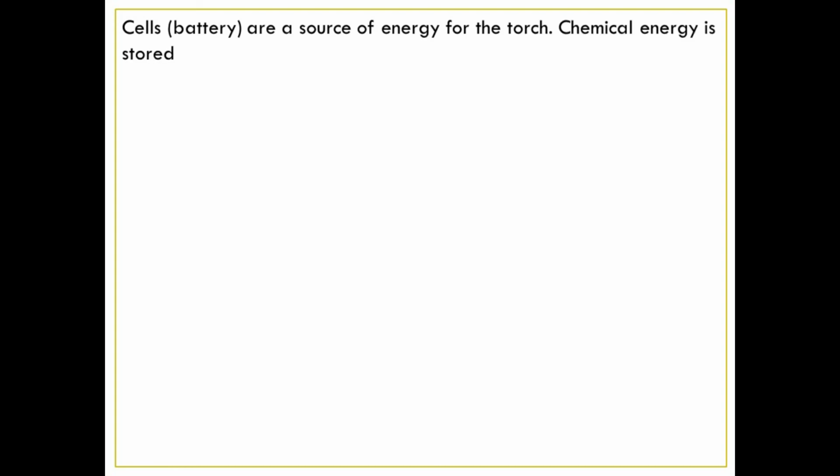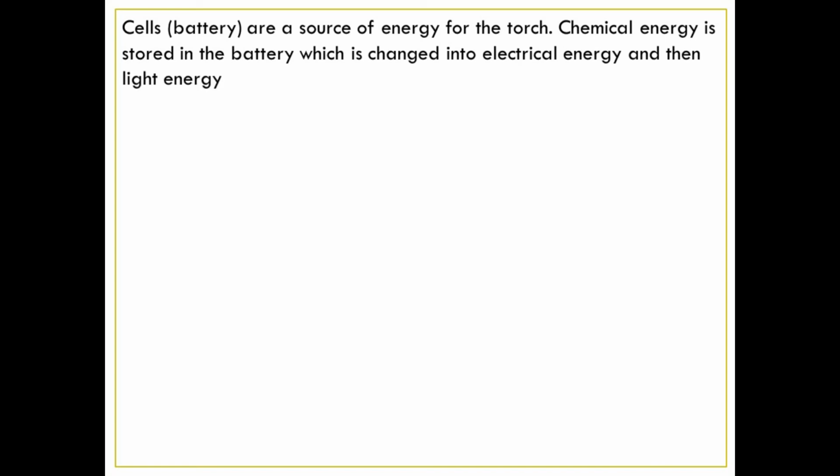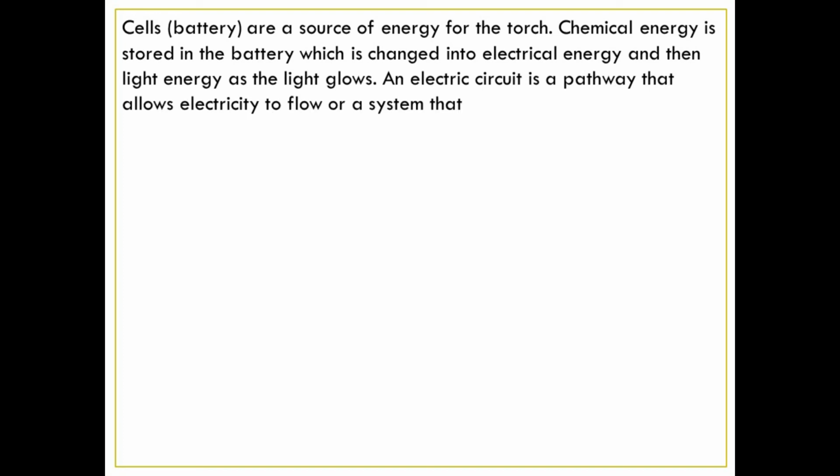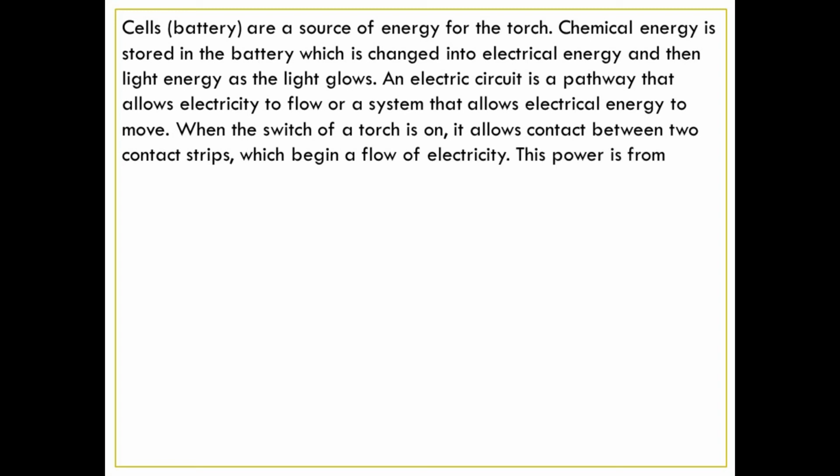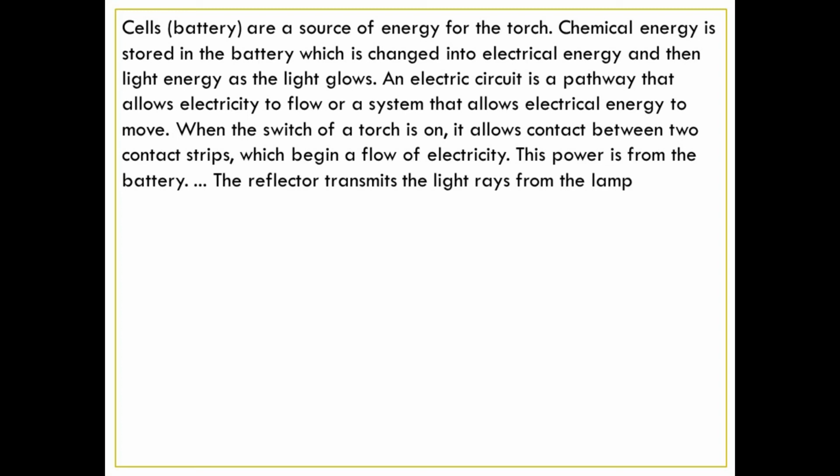The batteries are a source of energy for the torch. Chemical energy is stored in the battery, which is changed into electrical energy and then light energy as the light glows. An electric circuit is a pathway that allows electricity to flow, or a system that allows electrical energy to move. When the switch of the torch is on, it allows contact between two contact strips, which begins a flow of electricity. This power is from the battery.